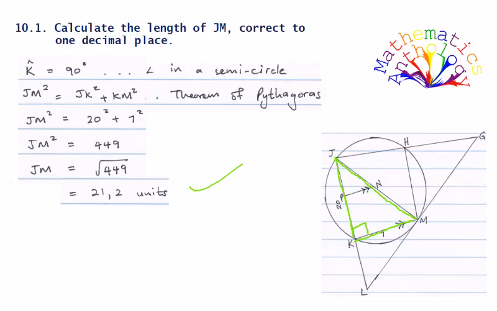So let's use the theorem of Pythagoras in that green triangle. So JM squared will equal JK squared plus KM squared. That's your theorem of Pythagoras. So JM squared will equal 20 squared plus 7 squared. Those are the values given there for JK and KM. So JM squared is equal to 449. JM will be the square root of 449, which is 21,2 units. So JM there equals 21,2 units.